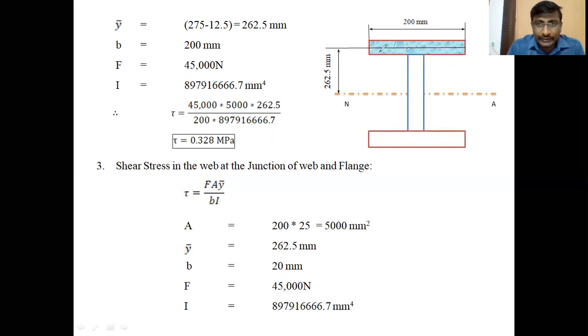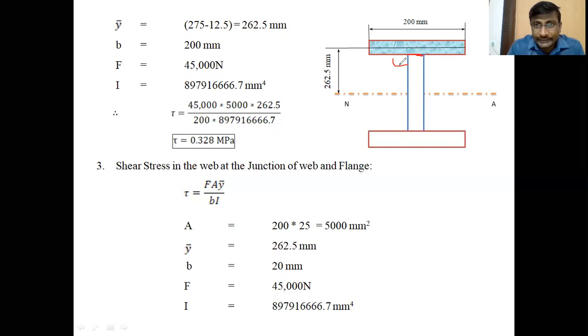Are you clear, students? Shear stress in the flange at the junction is one point, and the shear stress in the web at the same junction is the other. Whenever you calculate the shear stress in the web at the junction, you should take the breadth of the layer as 20 mm, because the thickness of the web is 20 mm. So we are taking the layer at this point.